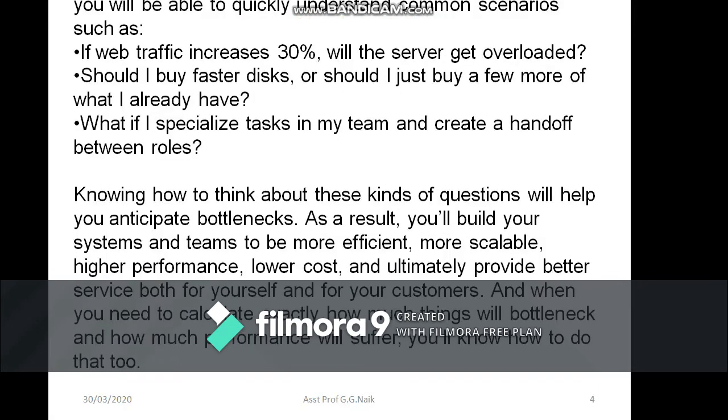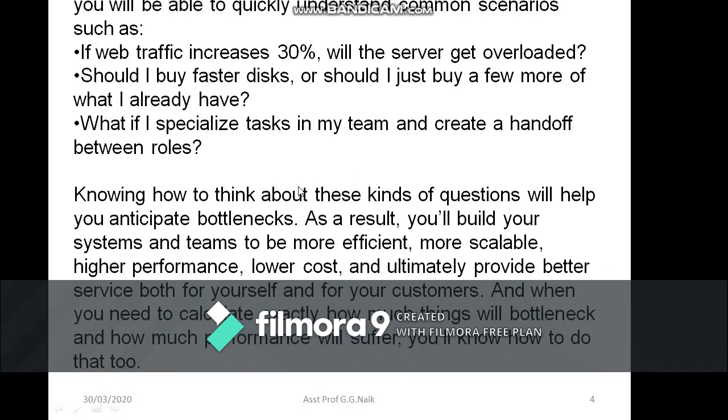organization will get benefited. You will be able to quickly understand common scenarios such as, if web traffic increases 30%, will the server get overloaded? That means if the queuing line gets increased, then definitely the server providing the service gets overloaded, and the burden will be on that particular server, and that's why the efficiency of that server will decrease. So should I buy faster disks, or should I just buy a few more of what I already have? What if I specialized tasks in my team and create a handoff between roles?